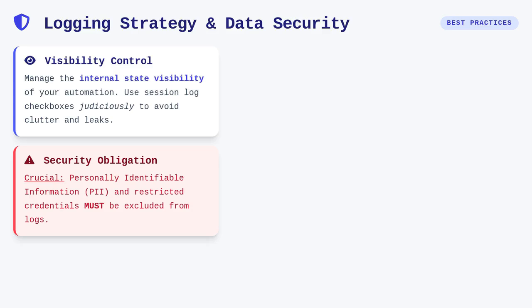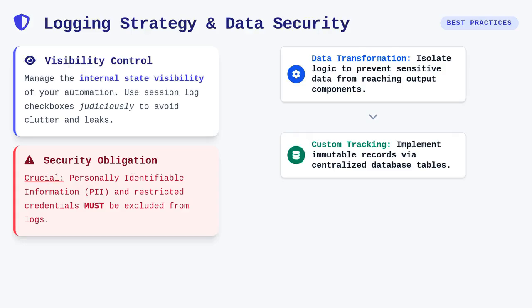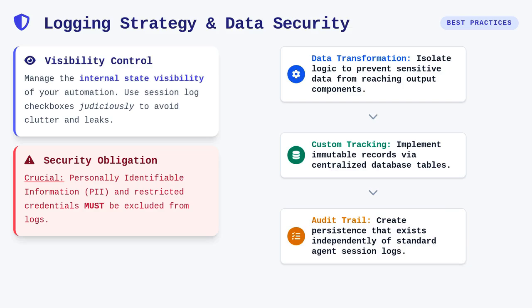A best practice involves designing your process logic to separate data transformation steps from the final output, ensuring that sensitive values are never passed into a component that is prone to writing to the audit database. You should also consider implementing custom tracking sheets, which act as a secondary, immutable record of transactions. By writing key milestone data into a centralized database table or a dedicated logging object, you create an audit trail that persists independently of the standard agent session logs.